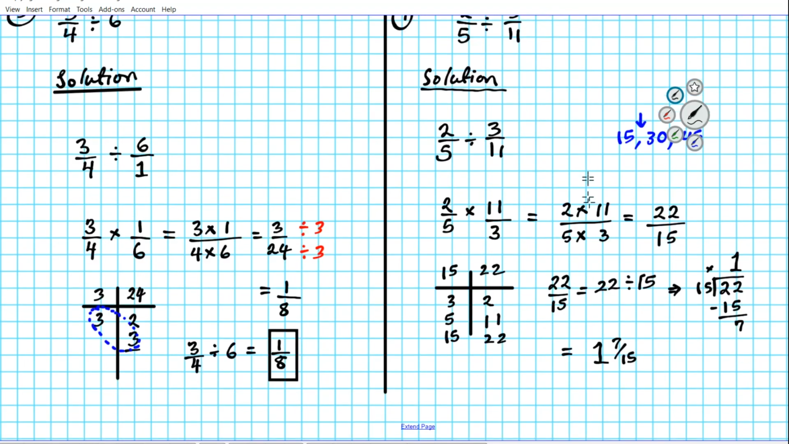So let's go ahead and write down our answer statement. 2 over 5 divided by 3 over 11 can be written in two forms: its improper fraction form is 22 over 15, or in its mixed number form it is one whole number, 7 over 15. Bam, bam, bam. That's the answer to question number 4.